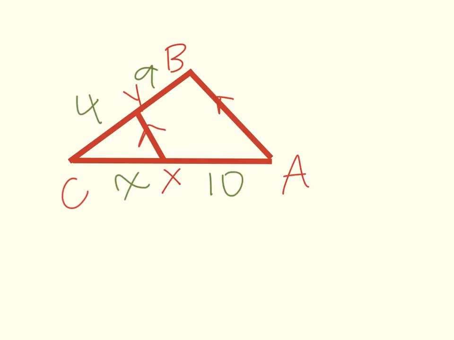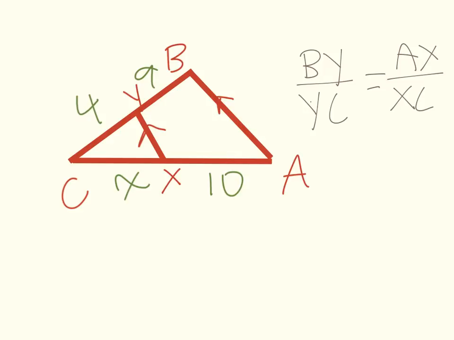Now let's just come over to the side. So we know that side BY is proportional to YC, and AX is proportional to XC, based on that theorem that we just wrote down. Now let's put in our numbers. BY is 9, YC is 4, and then AX is 10, and XC is X. We don't know what that is. That's what we're trying to solve for.